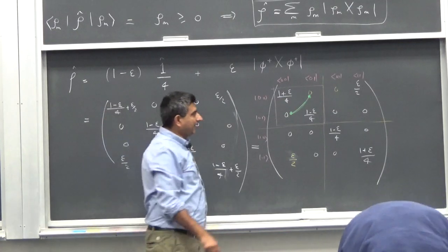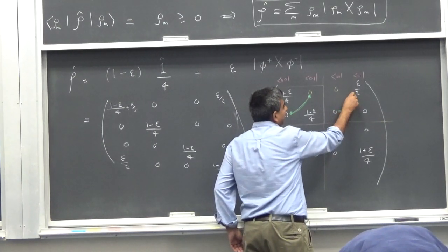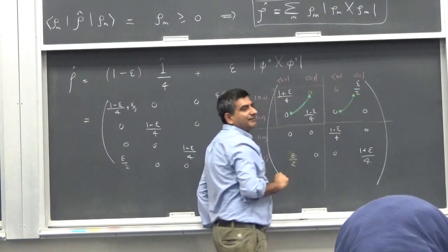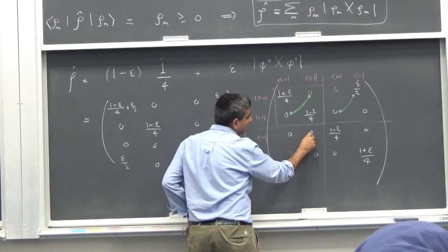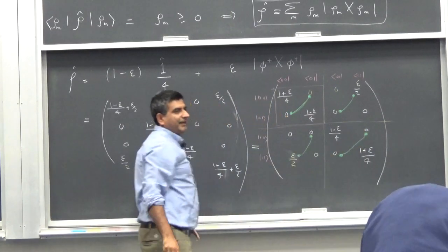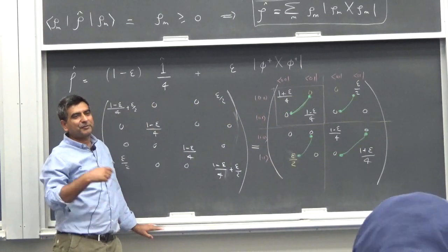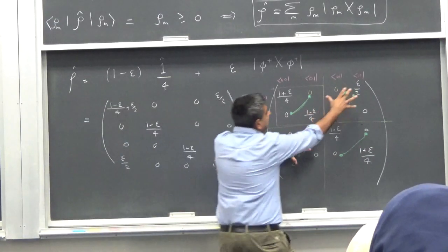Okay. Likewise, I would need to swap these elements. Likewise, I would need to swap these elements. If I were to take the transpose with respect to the first qubit, what I would do is swap these two blocks.